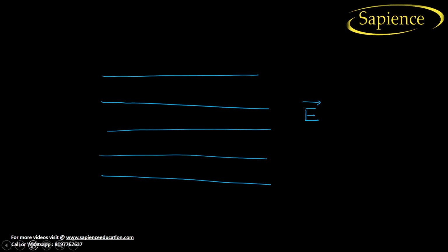Now, if you put a dipole in this electric field, what will happen? Let us consider this is a charge plus Q and this is a charge minus Q, and this is your dipole. The length of this dipole is 2a. Now what will happen? Basic things you have to understand. Suppose this is a positive charge, so the electric field is going outward, right? This is the direction of the electric field.